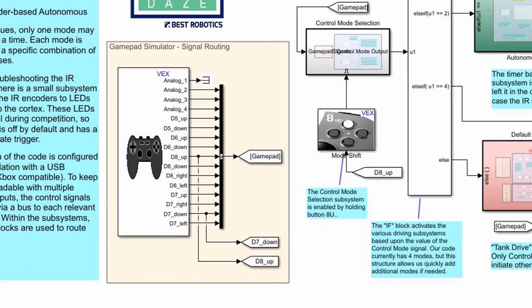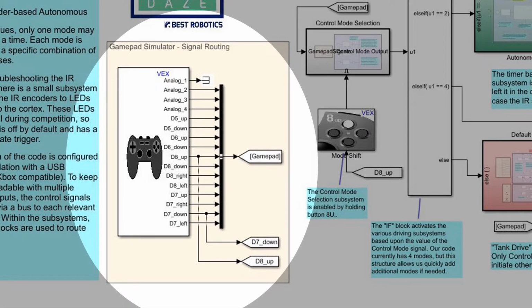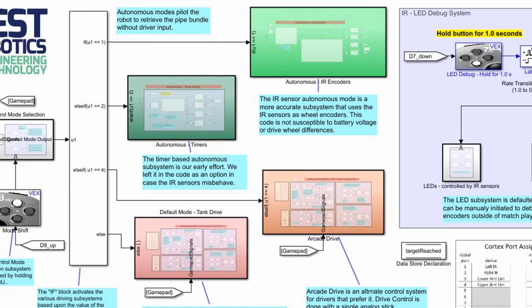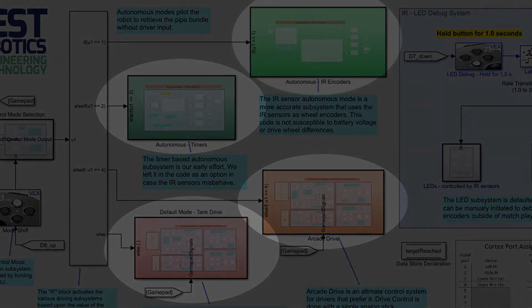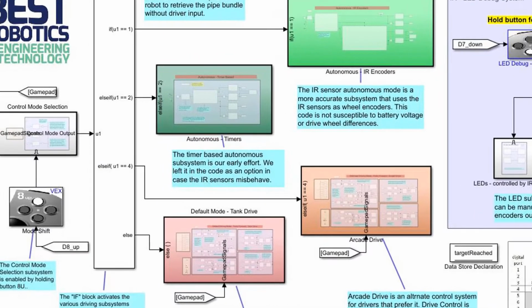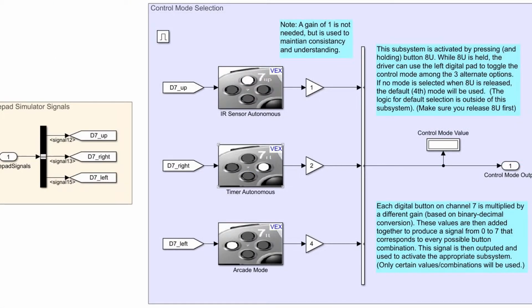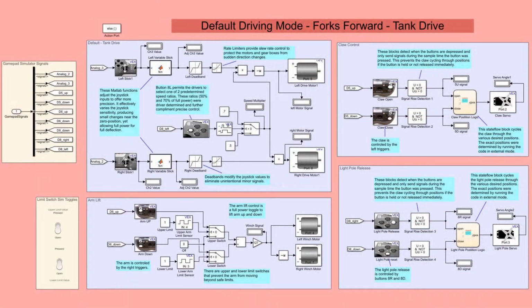First, to route all the needed controls for simulation, we implemented a signal bus so that this complex code would be readable. Our code centers around 4 separate driving modes that are selectable by the driver. To switch modes, a driver presses 8U. This subsystem activates and determines the active mode by which 7 button is pressed when 8U is released. Our default mode is tank drive.